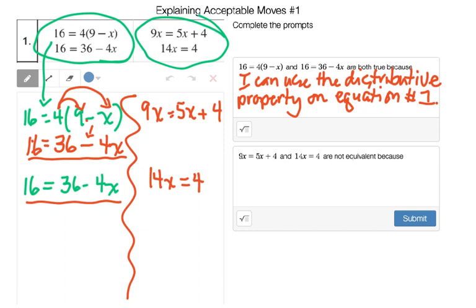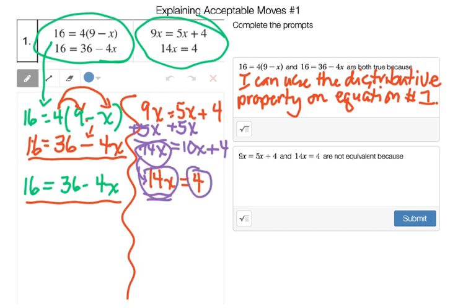Whatever I do to one side, I need to do to the other. Well, I'm going to notice that I've got 14x over there on the left-hand side. So I think what happened was they added 5x to both sides. And when I add 9 and 5 together, I get 14x. But if I add 5x to 5x, I get 10x. And that's not what they got. They got 14x right here is equal to 4.